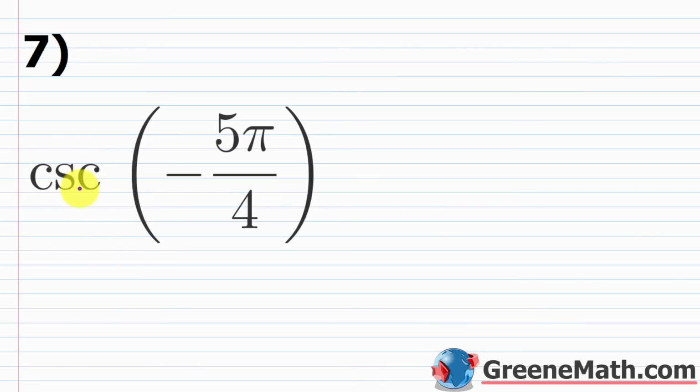So here we have the cosecant of negative 5 pi over 4. So let's say this is equal to, again, I'm just going to find the coterminal angle. So negative 5 pi over 4. We will add to this 2 pi, which I'll write as 8 pi over 4. All I did was I took 2 pi and multiplied it by 4 over 4 so I would have a common denominator.